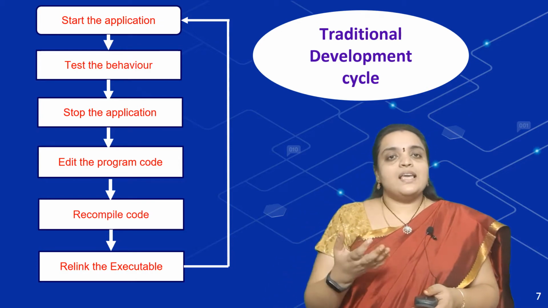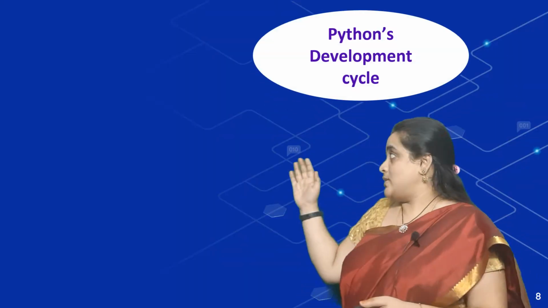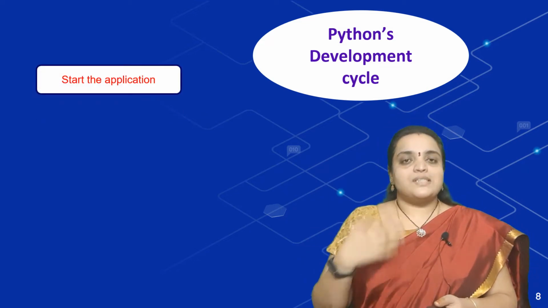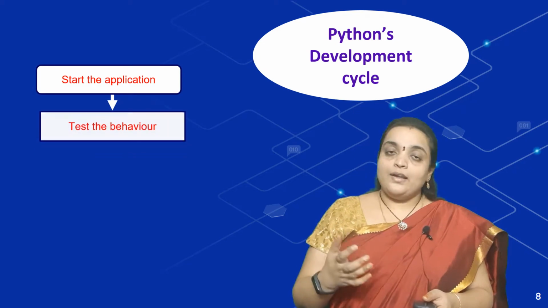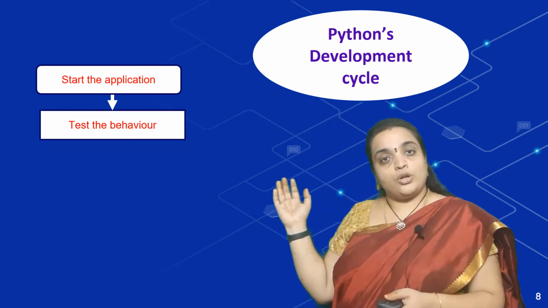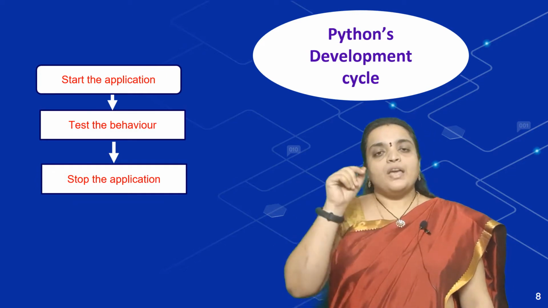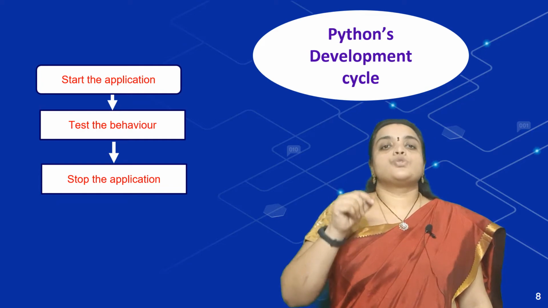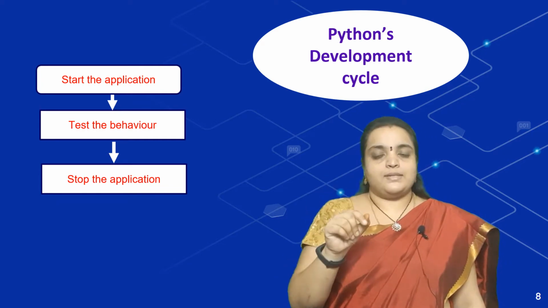Okay, let us see how the Python development cycle looks like. Okay, students, so Python's development cycle. Let us see. Start the application. Here also we start the application. Then we test the behavior. Here also you will test the behavior. Then, if there are any errors, it will stop the application. If there are no errors, it will display the output there itself.